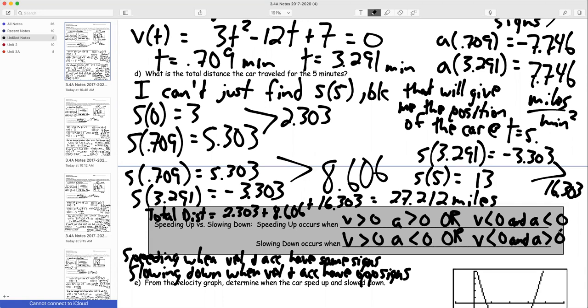Calculus yoga time. Stand up and stretch. Let's go. Move.